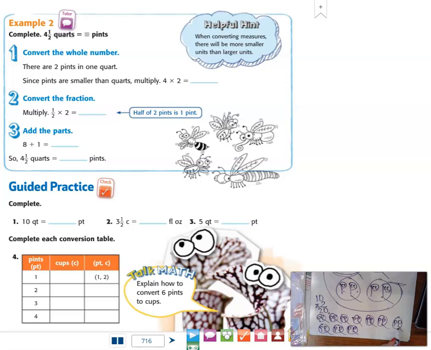So I went ahead and drew out, because this is not a race, it's not about getting it done fastest, it's about getting done right. So I drew my 10 Qs. Each quart has 2 pints in it. 1, 2, 3, 4, 5, 6, 7, 8, 9, 10, 11, 12, 13, 14, 15, 16, 17, 18, 19, 20. And that's perfectly okay to do.